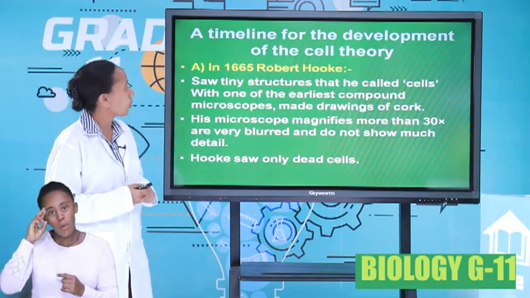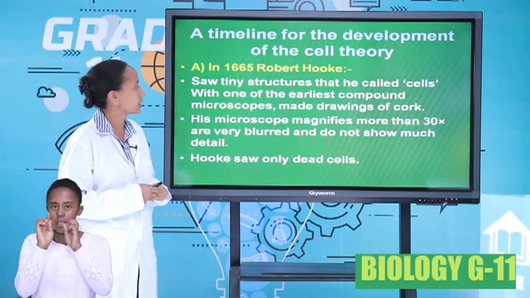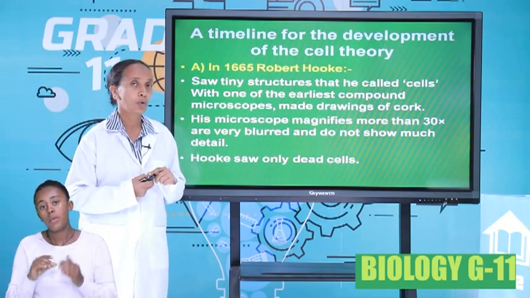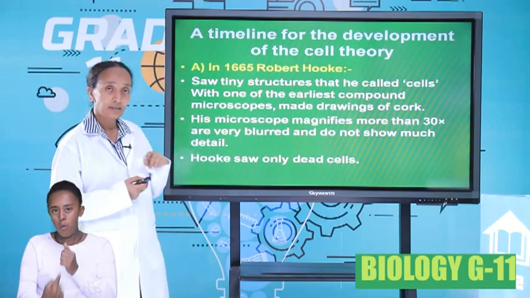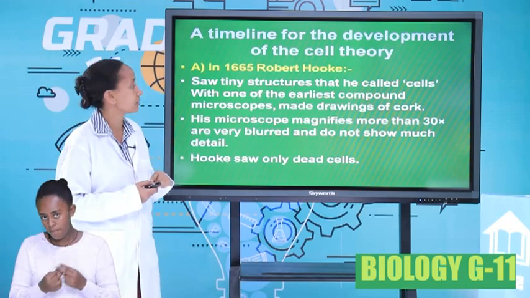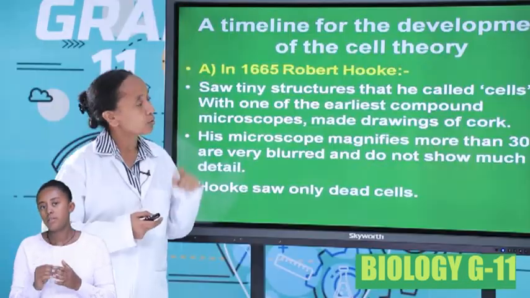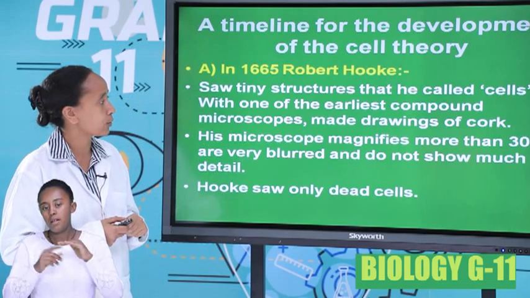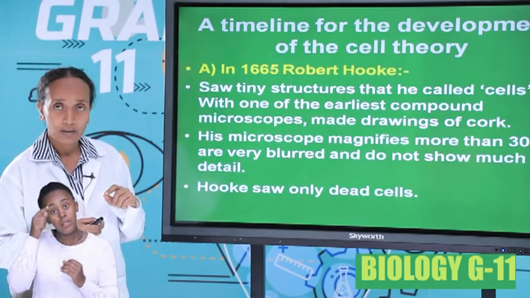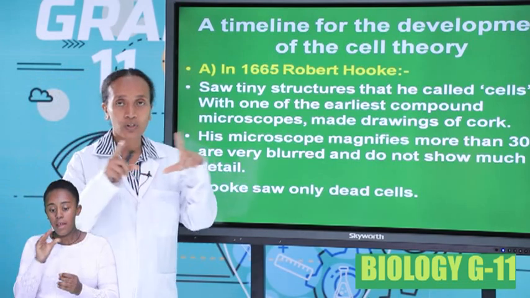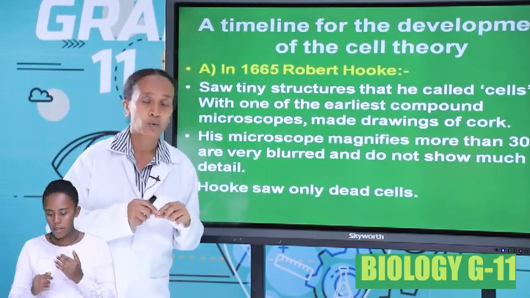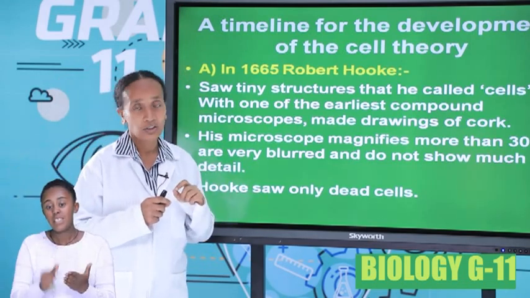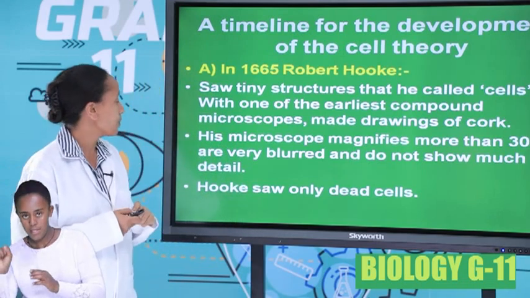Robert Hooke saw tiny structures under his compound microscope, and this compound microscope magnifies only 30 times. When Robert Hooke observed his sample under the compound microscope, he saw cork cells. He tried to sketch the image under the microscope, and after sketching the image, he called these tiny structures cells.